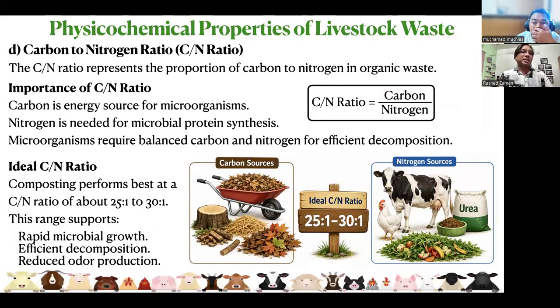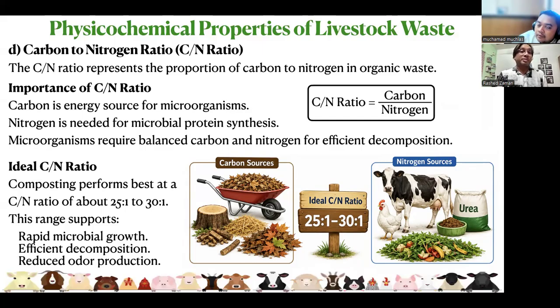And next, we have another indicator, that is the carbon to nitrogen ratio. Carbon to nitrogen ratio means the comparison of carbon to nitrogen in animal livestock waste or organic waste. Generally, the carbon to nitrogen ratio is expressed as carbon by nitrogen, like in the equation I have shown.